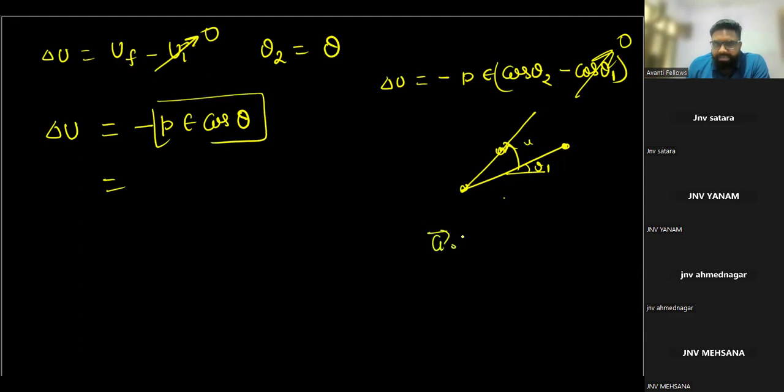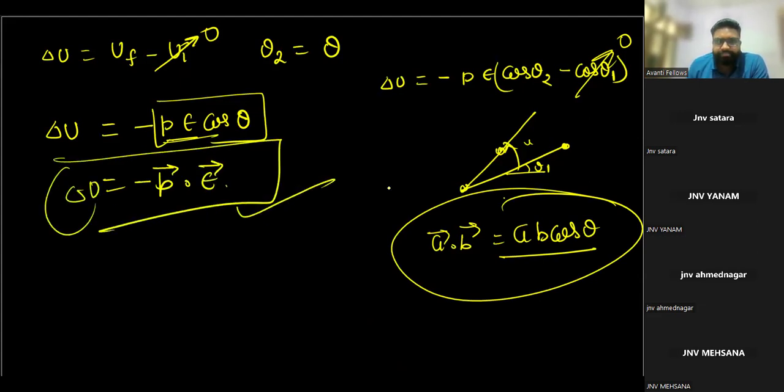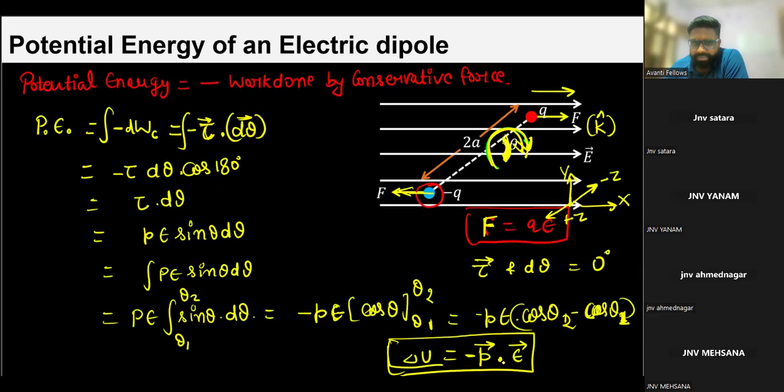Do you remember a vector dot b vector? It is ab cos theta. 11th में पढ़ा था ना. सिमिलर दिख रहा है. It will be minus P vector dot E vector. ठीक है, got it. अब देखो, ये हो गया है ना.